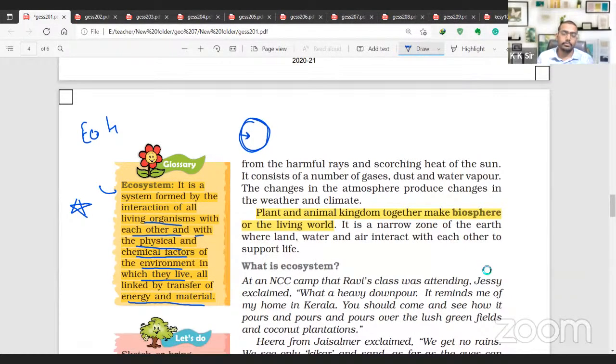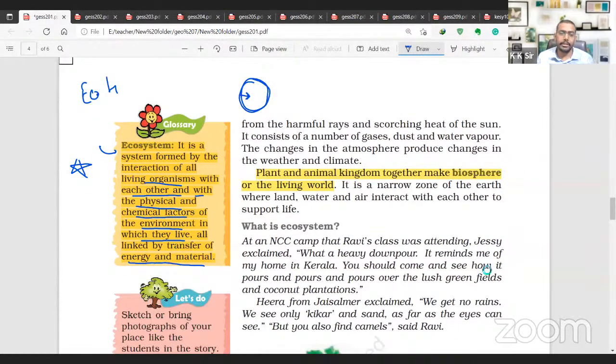So we as humans interact with physical chemical features. Animals also interact with physical and chemical factors of the environment in which they live. जहाँ रहते हैं उनके साथ interact करते हैं. And because of this, energy and material transfer happens.